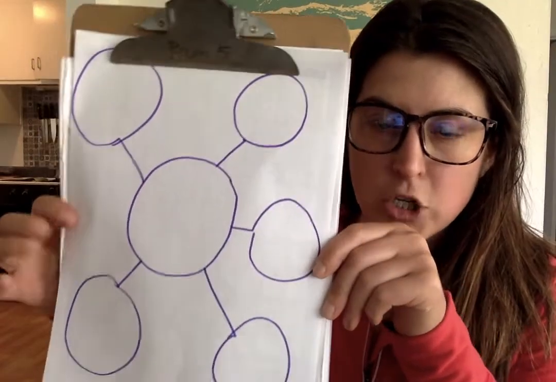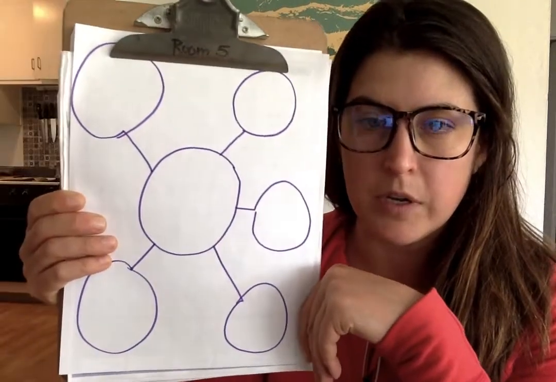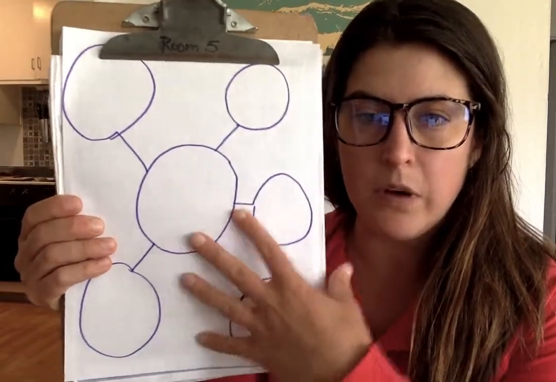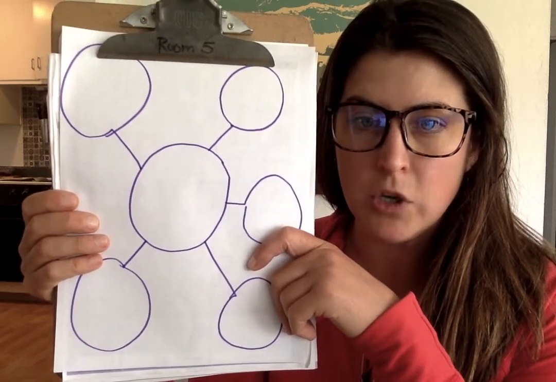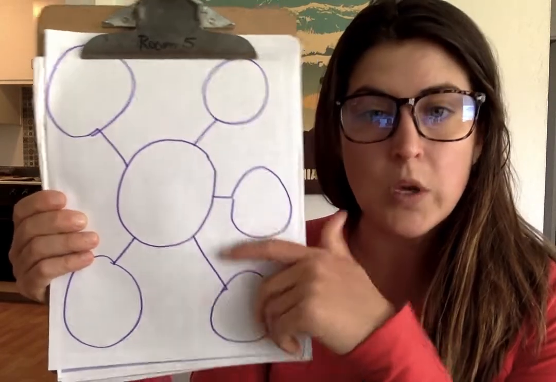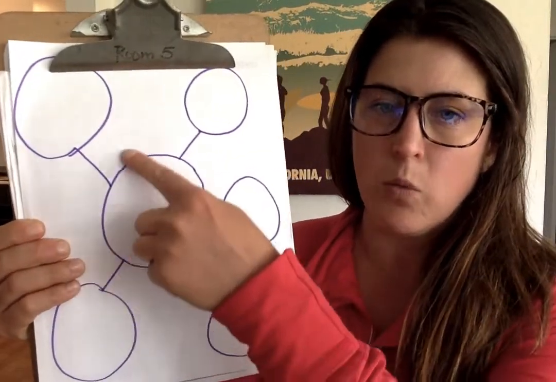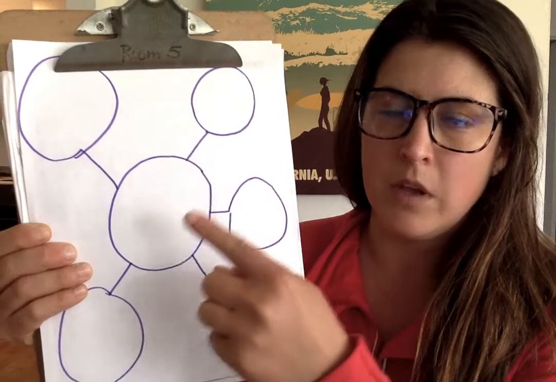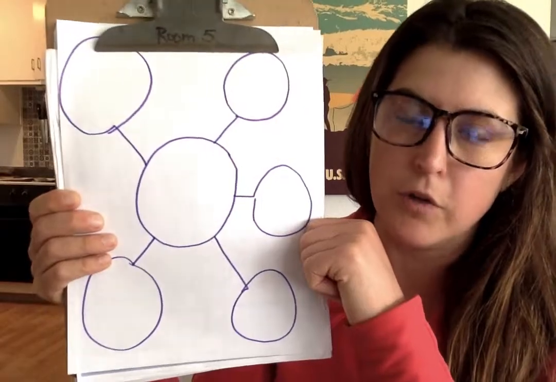It's an information web. So sometimes when biologists are studying a plant or animal, they'll make one of these to organize information. So today I'm going to show you how that is done. You can make one of these at home too. This is just a piece of paper that I have. You want one circle in the middle. And then I would say just do the circle in the middle for now.